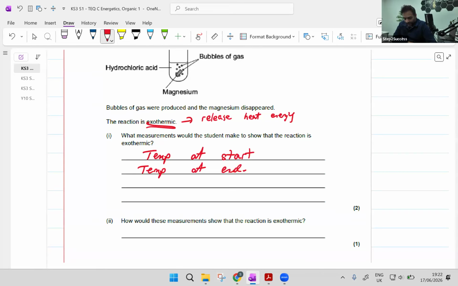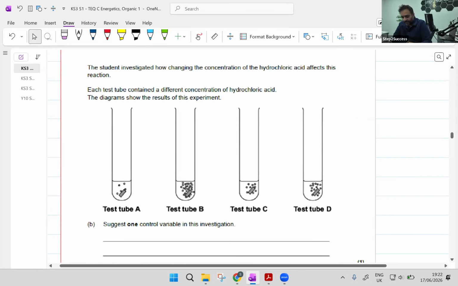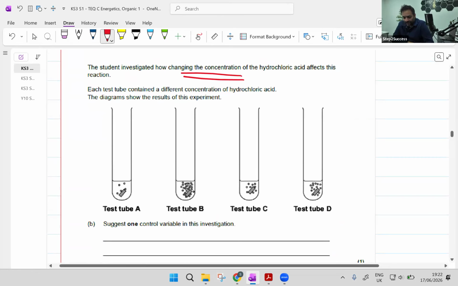How would they show that the reaction is exothermic? The temperature at the end should be higher, right? Because it's gone up. We've given out heat. It's like starting a fire. Okay, that is two.